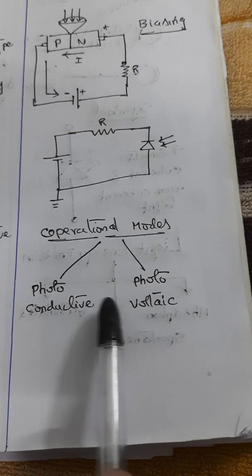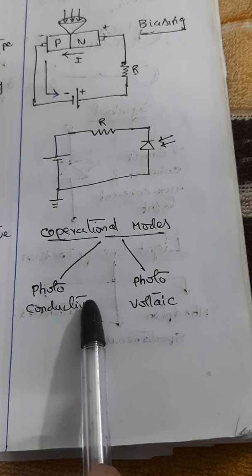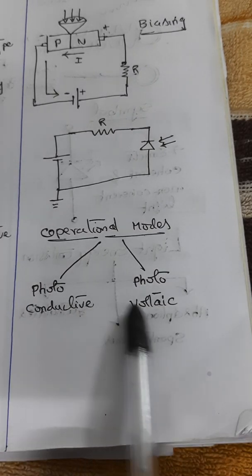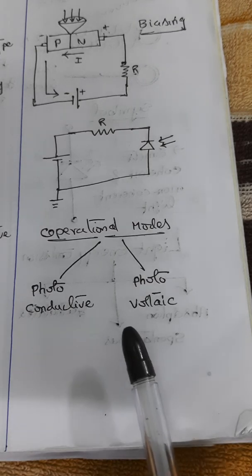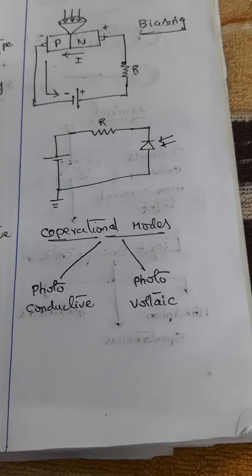So thus the photodiode can be used as a photoconductive device as well as a photovoltaic device. This is what you need to understand about the construction and working principle of a photodiode.